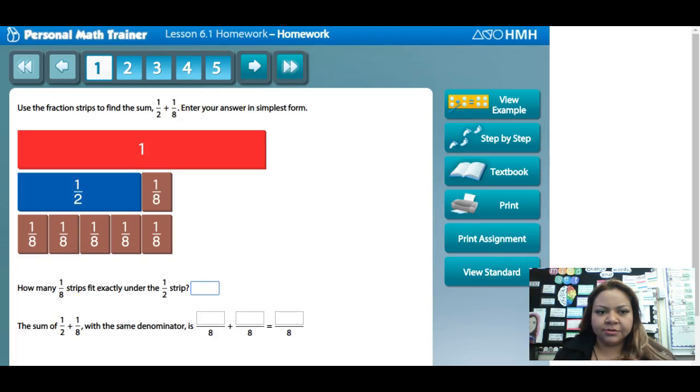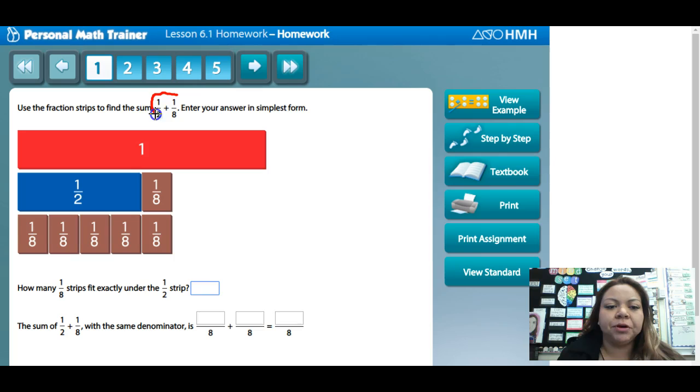Okay, so I'm going to give you an example from your 6.1 homework, because I saw that a lot of you are still having trouble. This is a question from the math homework. I'm not sure if you all have the same one, but it's okay if you don't, because you just need to understand the concept. It says use the fraction strips to find the sum 1/2 plus 1/8. So you're adding two fractions.